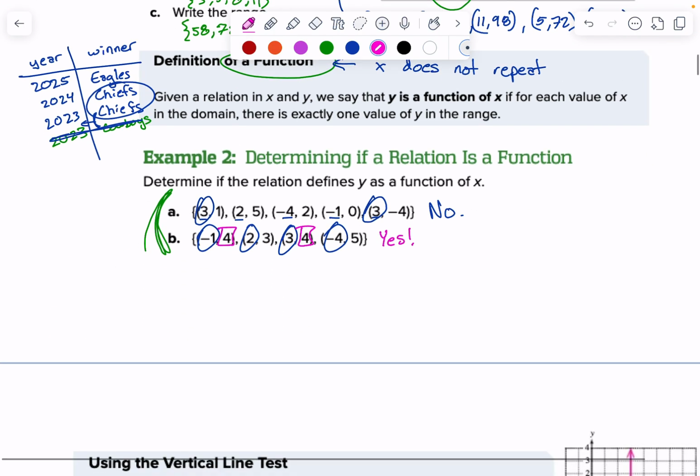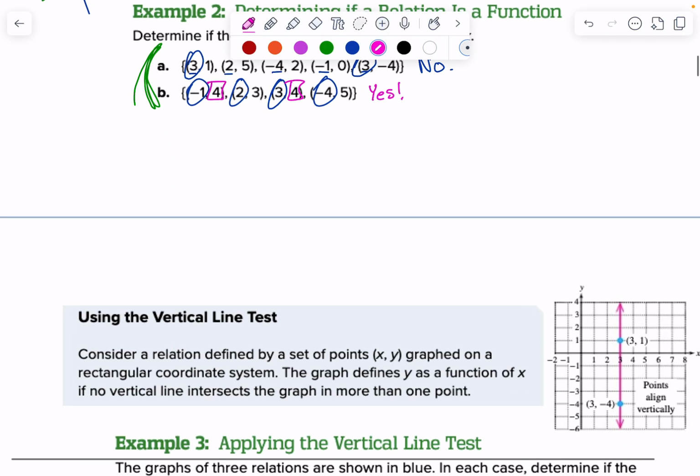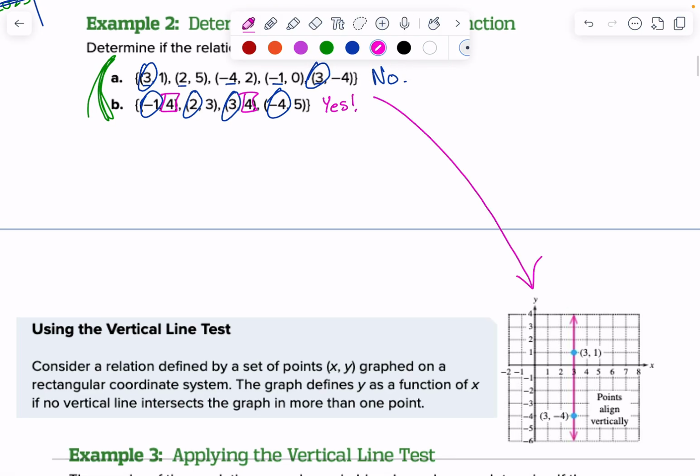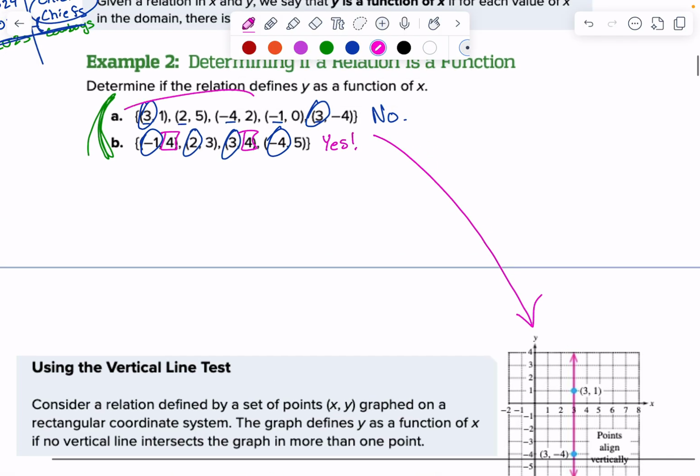I'm going through this kind of fast because I'm pretty sure you guys have done this a million times before. It's not a real hard concept. Now, using the vertical line test, let me show you how this illustrates down here. This one up here that was a no, right?